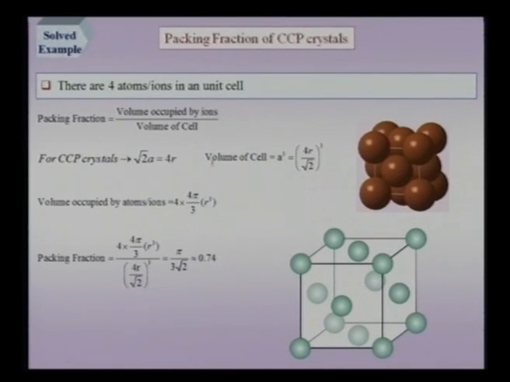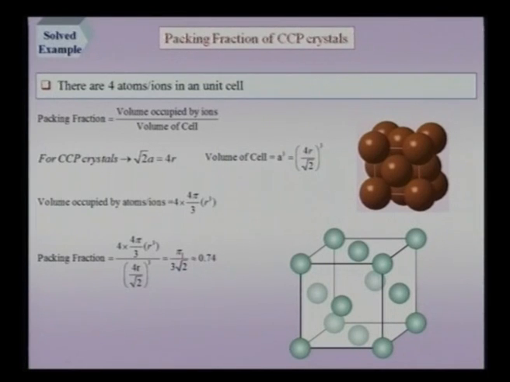So I am just taking it from here and doing the a cube. The volume occupied by atoms or ions: I will approximate each atom to be a sphere, so the volume will be 4 by 3 pi r cube, and there are 4 such atoms in the unit cell, so 4 into 4 pi by 3 r cube. So my packing fraction will be 4 into 4 pi by 3 r cube, divided by 4r by root 2 the whole cube, which turns out to be pi by 3 root 2, which is 74%.